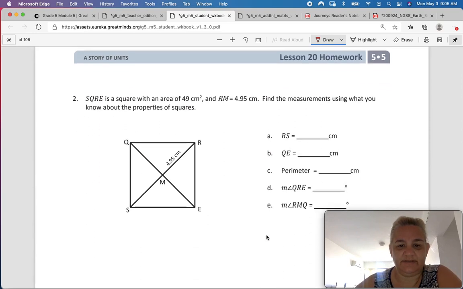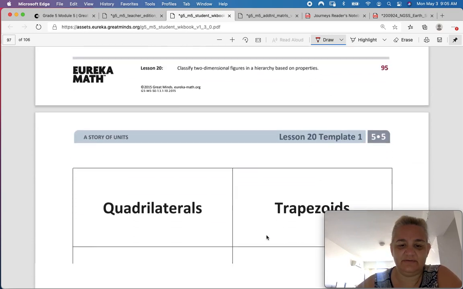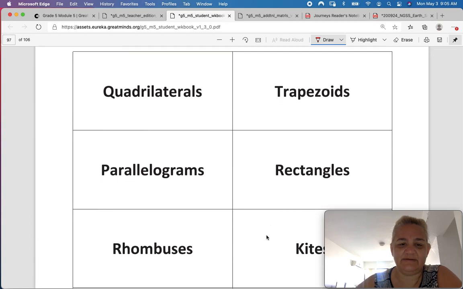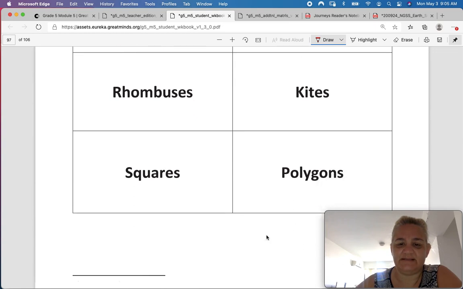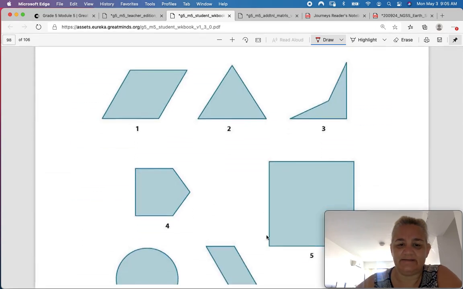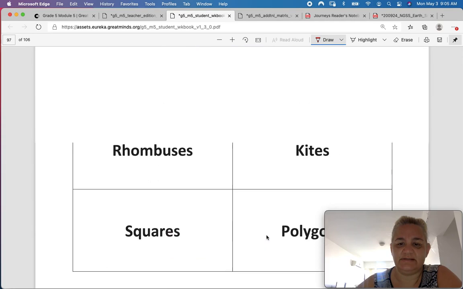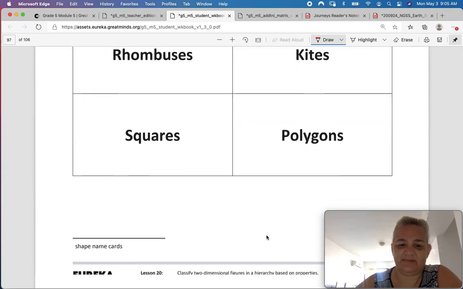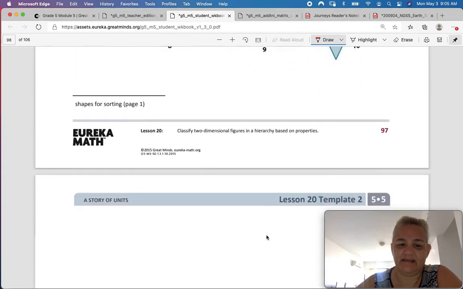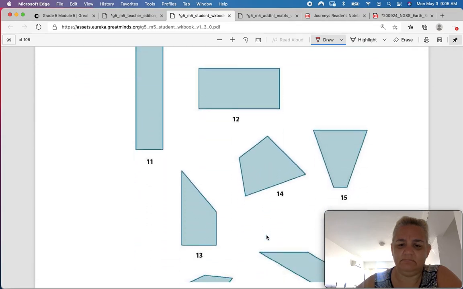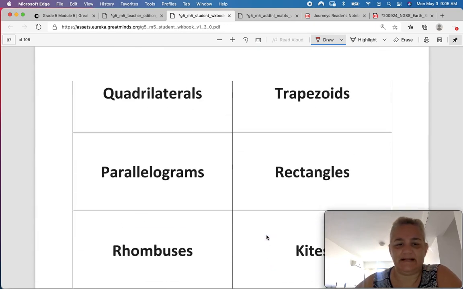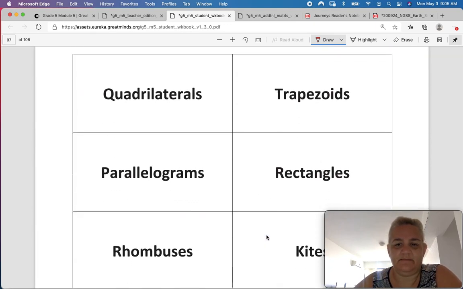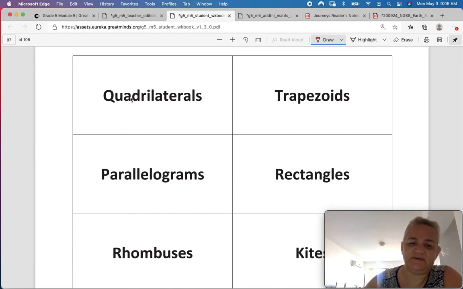Okay, number 2, there's some more angles and shapes for you. And those are all the names, okay? Quadrilaterals, trapezoids, parallelograms, rectangles, rhombuses, kites, squares, and polygons. Okay, and you can match those with the shapes below, I think. No, maybe not. I don't know what those shapes are for. Okay, we'll talk about that in class. But can you think of all the rules for all of these? Okay, go through them and we'll go through it in class.